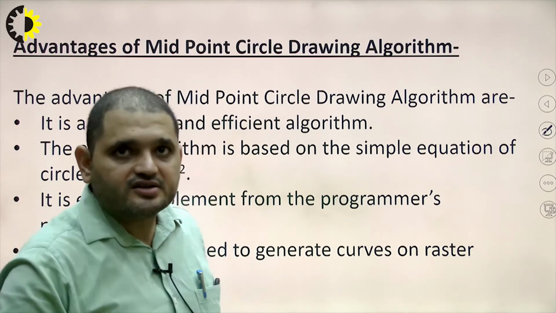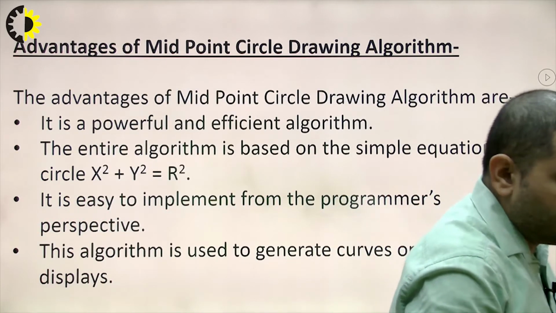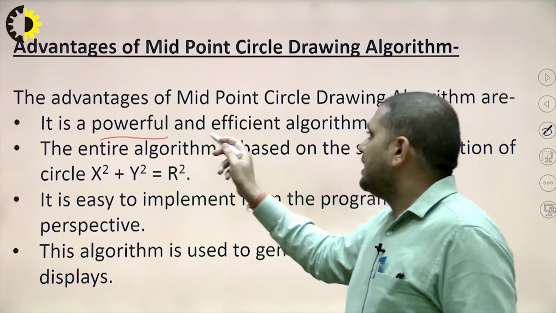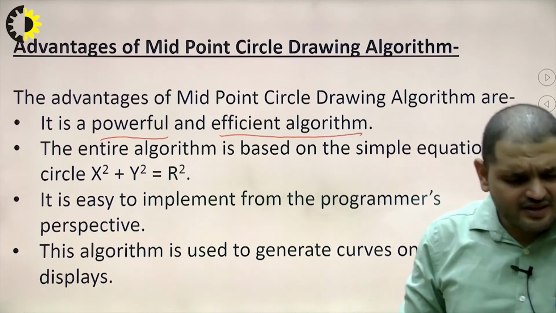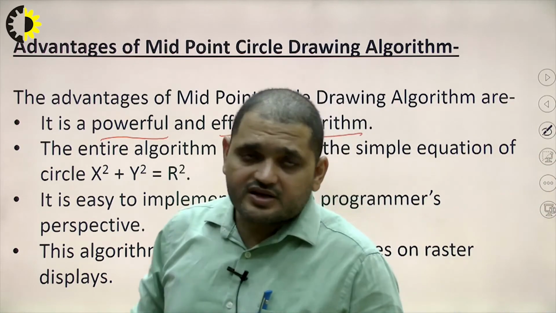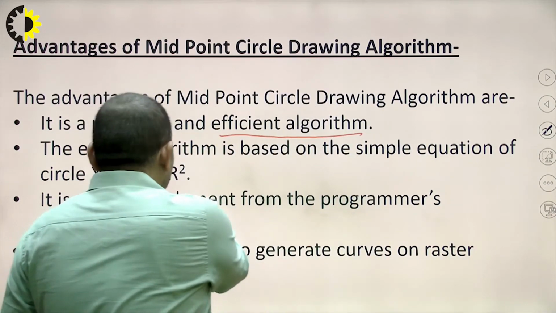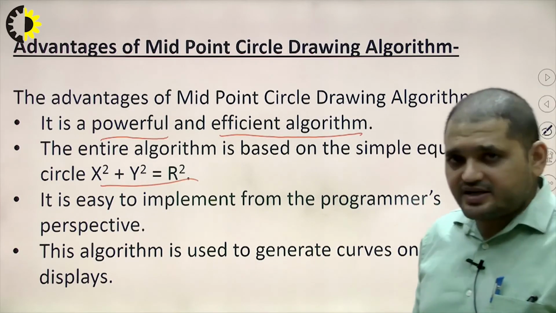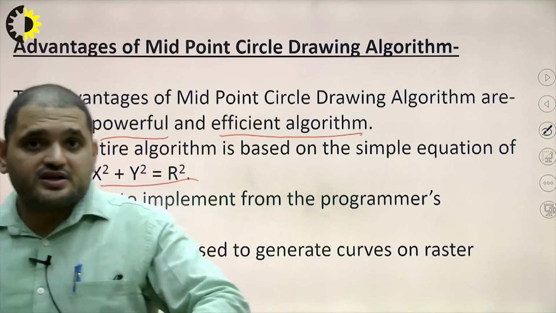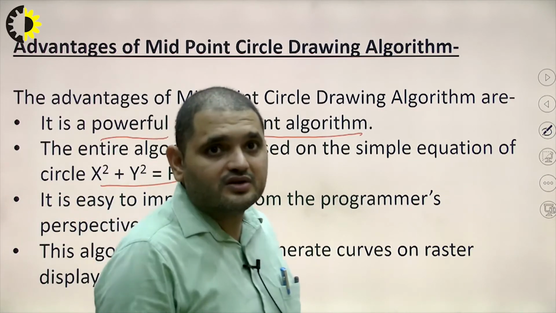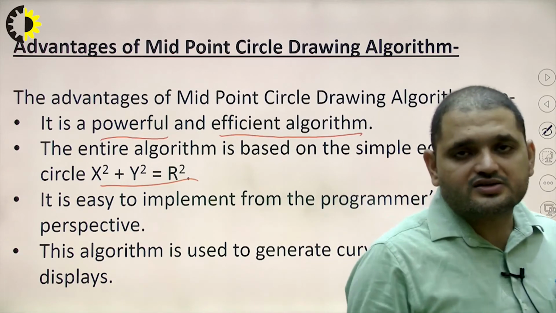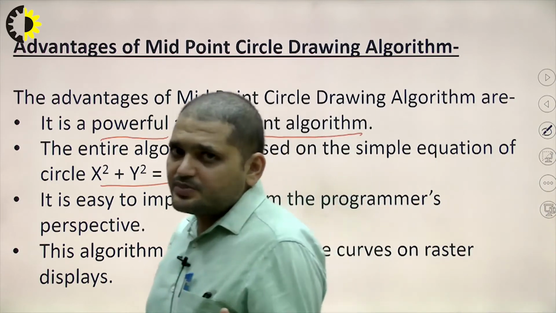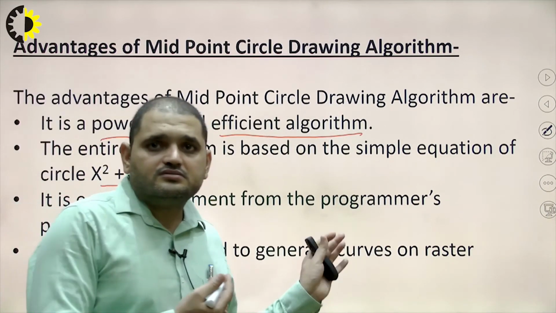So what are the advantages of the midpoint circle drawing algorithm? Basically, it is a powerful and efficient algorithm. The entire algorithm is based on the simple equation of a circle, that is x square plus y square equals r square. And it is easy to implement from the programmer's perspective, because you can also see the decision parameter was only 1 minus r, the equation to start the iteration. So it is very simple for the programmer to program this algorithm.